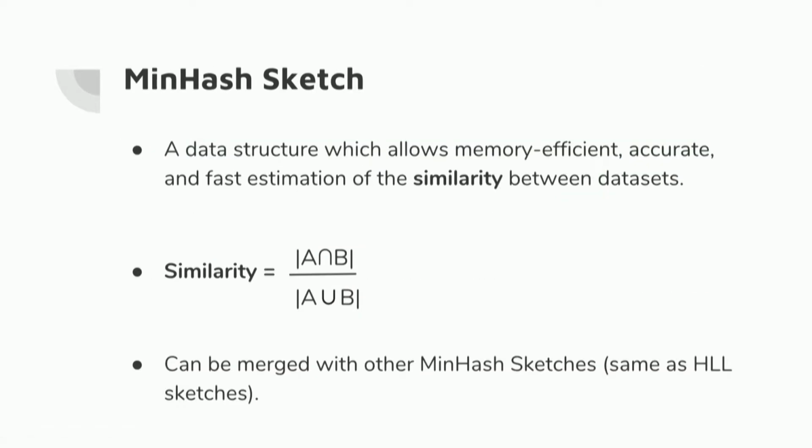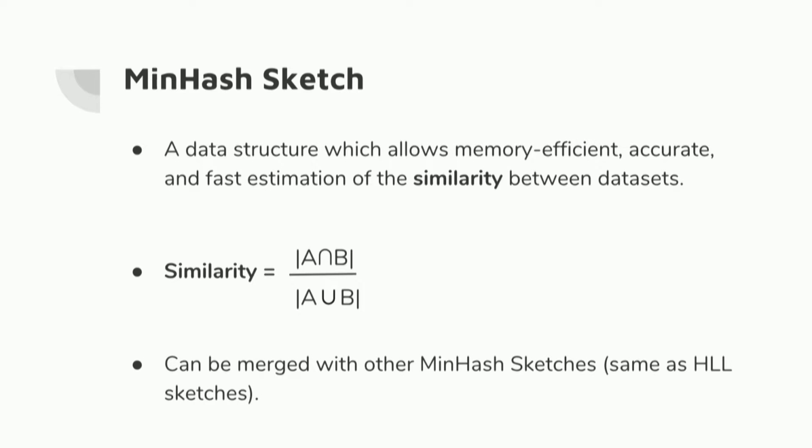So what is this MinHash Sketch? Again, it's a data structure that allows memory efficient, accurate and fast estimation of the similarity between data sets. And the similarity, technically called the Jaccard index, but colloquially we'll just call it the similarity, is defined as the size of the intersection of 2 sets divided by the size of their union.